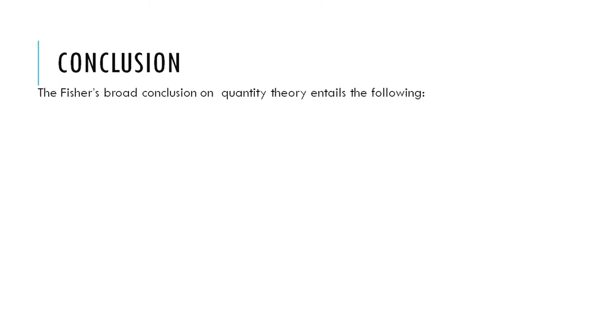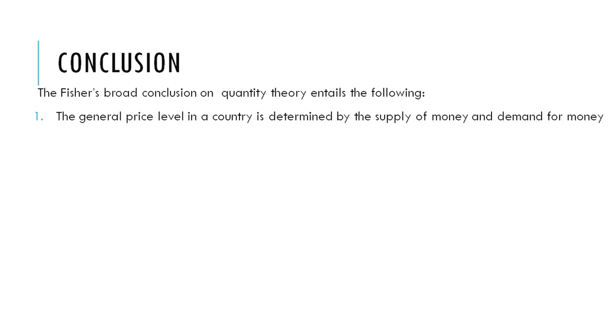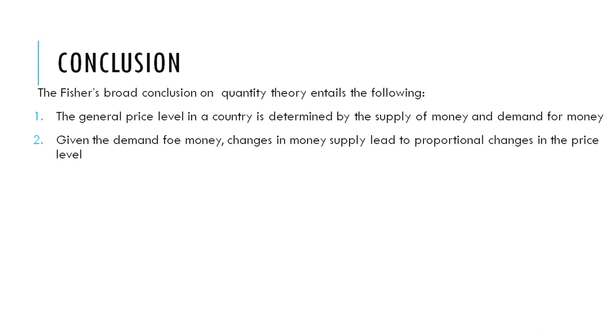Conclusion. Fisher's broad conclusion on quantity theory entails the following. So what was the conclusion? 1. The general price level in a country is determined by the supply of money and demand for money. Supply of money and demand for money determine the price level of a country, of each and every product. 2. Given the demand for money, changes in money supply lead to proportional change in the price level.